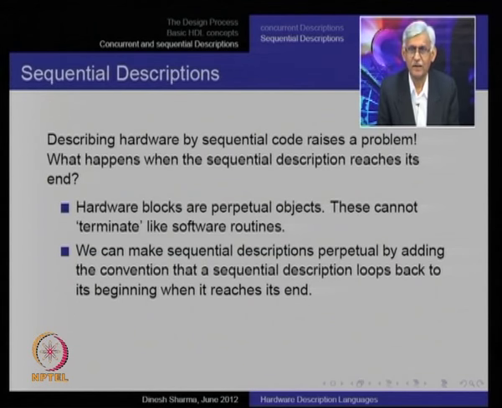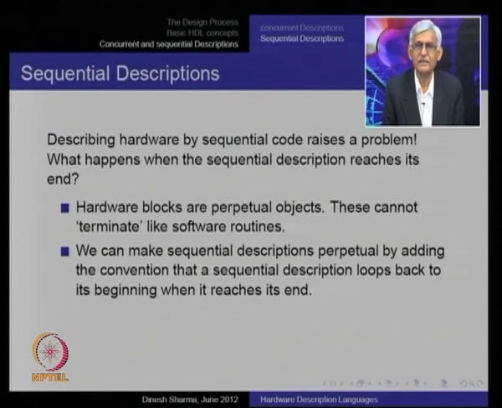In that sense, now we have solved the problem. This sequential code is the representation of a piece of hardware. The piece of hardware is perpetual. The software has a termination, and we get rid of the termination by making it perpetual, by making it loop back to the beginning when it reaches the end. So now this software block is also perpetual. However, this solution immediately causes yet another problem.